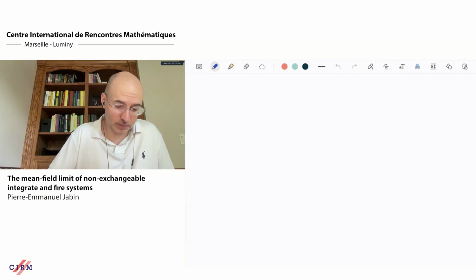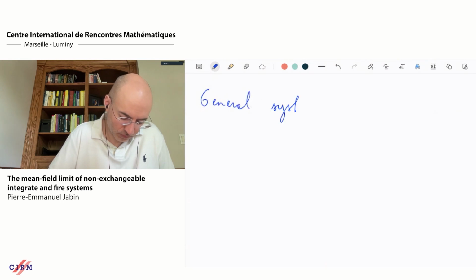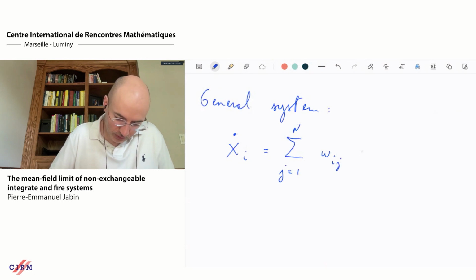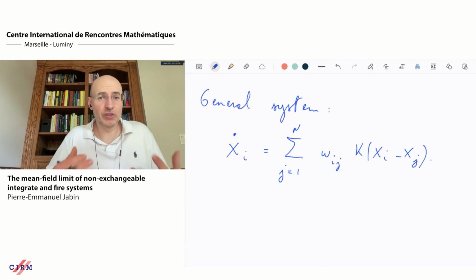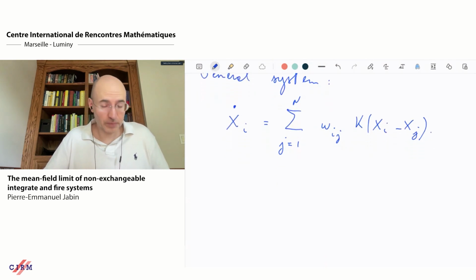So let me start by reminding you the general system, right? Okay, so I want to get some sort of mean field limit for a system that is like this. And that's what I called in general the strongly non-exchangeable systems.